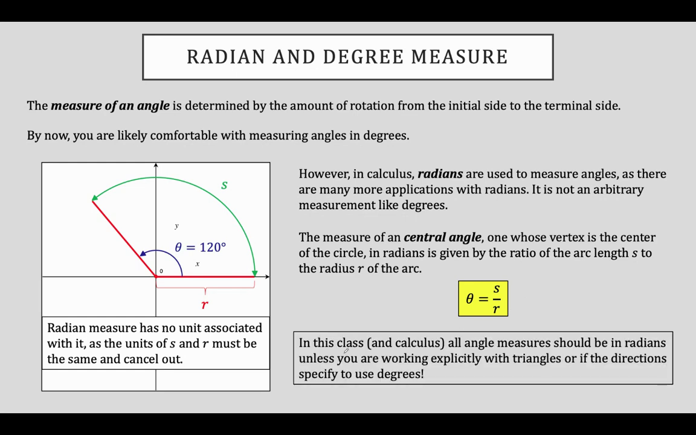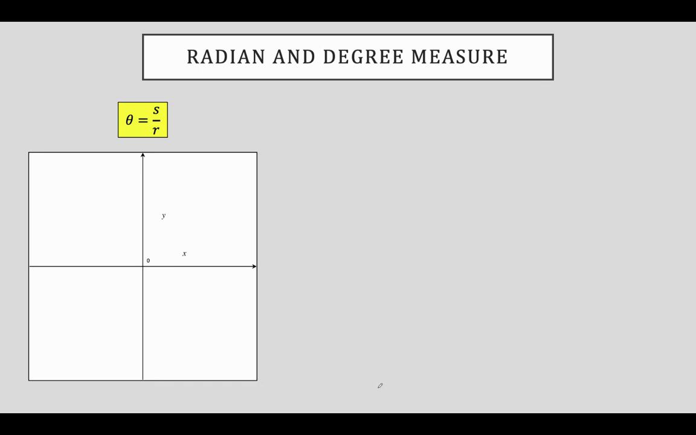All right, so again, as I said, in this class, in calculus, all angle measures should be in radians unless you are working explicitly with triangles or if the directions specify to use degrees. So let's talk a little bit more about radian and degree measure.